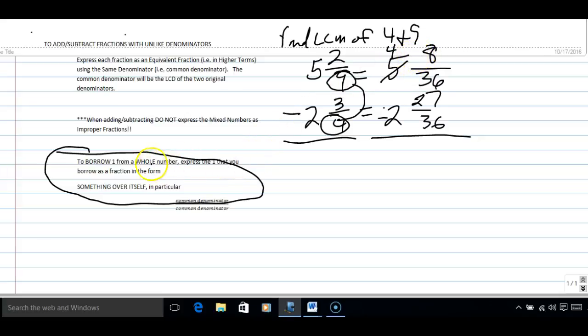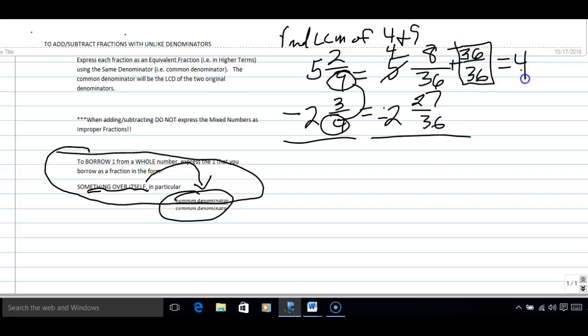The one that I borrow, the whole number that I borrow, I may express as a fraction in the form something over itself. I borrowed 1 from the 5. The one that I borrow is equal to 36 over 36. Any number over itself is equal to 1. 36 divided by 36 is 1. That's the one that I borrowed. So the one that you borrow, you must express as a fraction in the form something over itself. And not only is it going to be something over itself, it's going to be whatever the common denominator is, which in this case is 36, over itself. So it's 36 over 36.